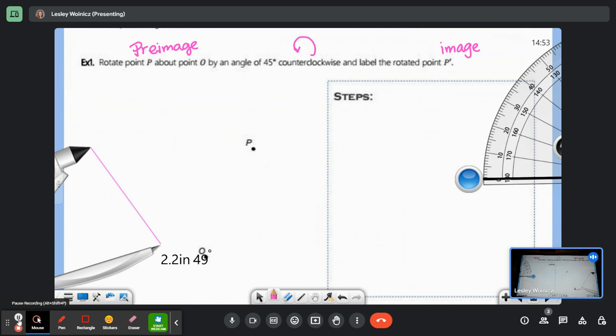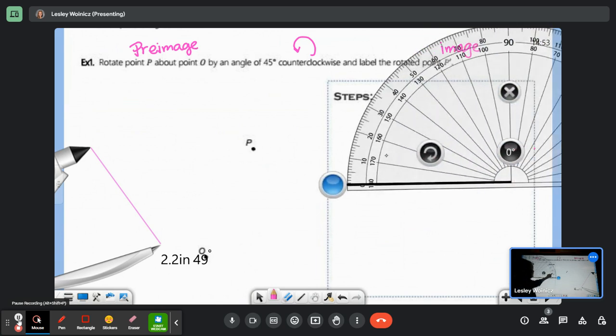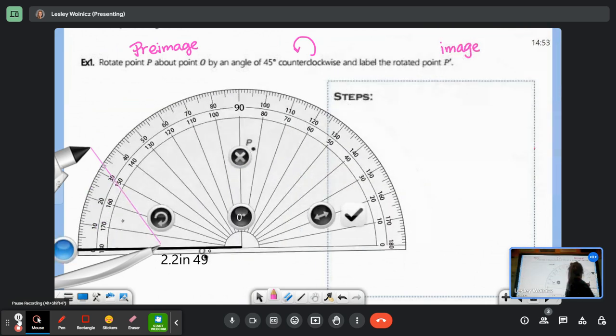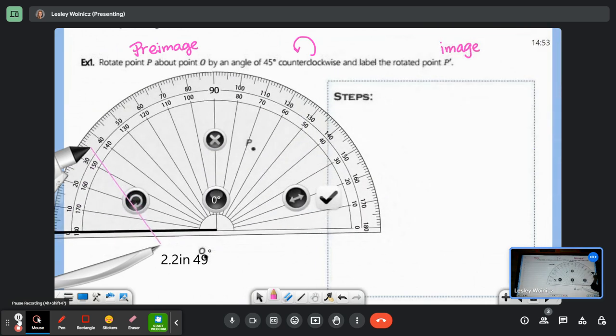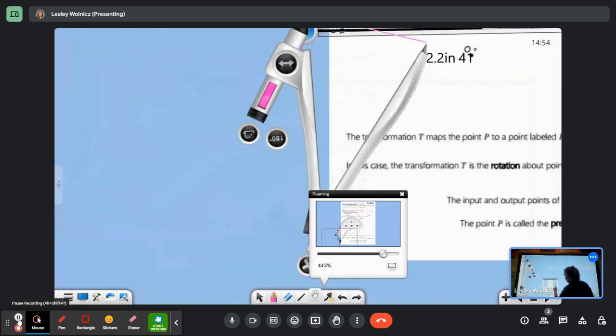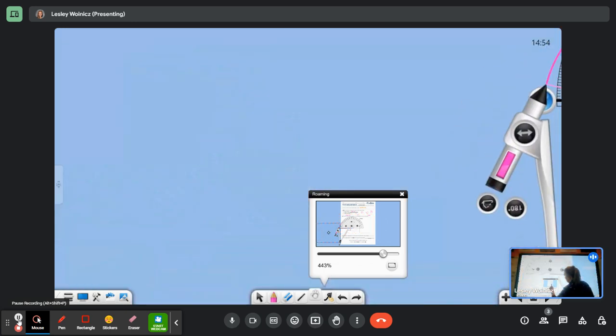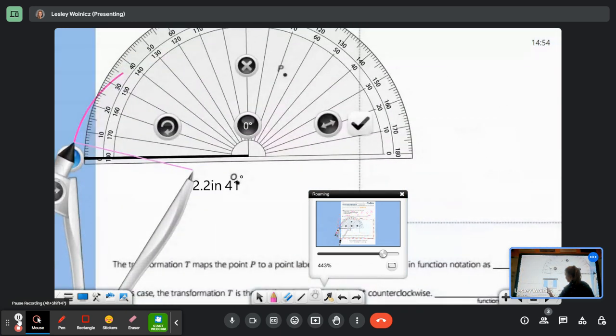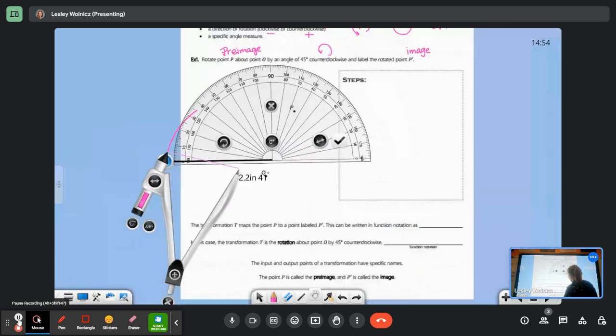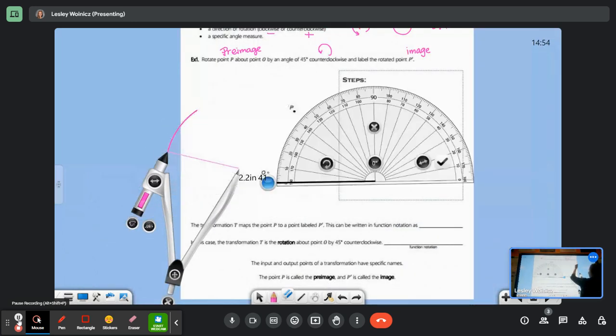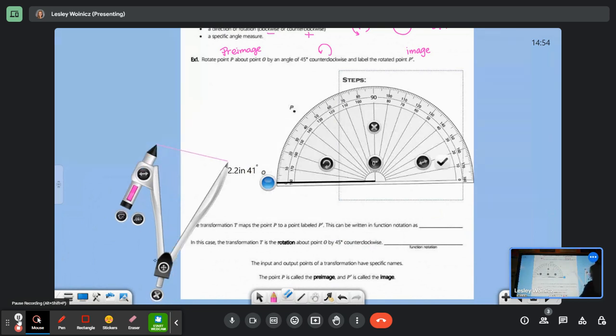Okay, here are our steps. You need your protractor first. So you're going to put, oops, I didn't mean to do that. I just had too much stuff on here. Whoa. Sorry guys, I'm struggling. I didn't mean. All right, we got it.